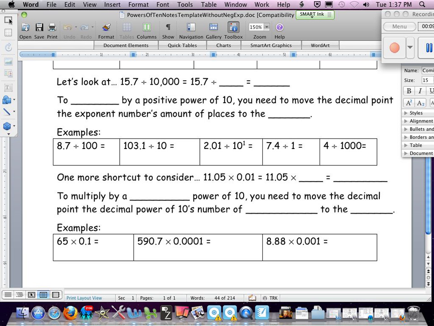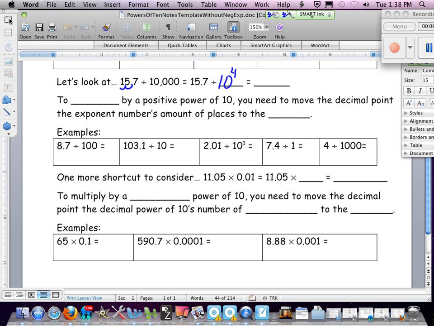If we're going to do 15.7 divided by 10,000, it could also be written as 15.7 divided by 10 to the what power? 10,000 we said would be 10 to the what power? Yes, sir? 10 to the 4th power. So it could be written in either format. And that means we're going to divide by 10, another 10, another 10, and another 10, 4 times. Which with the decimal point means we can move it over 1, 2, 3, 4 times.